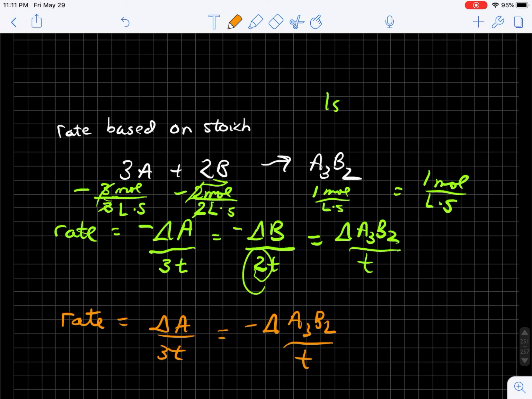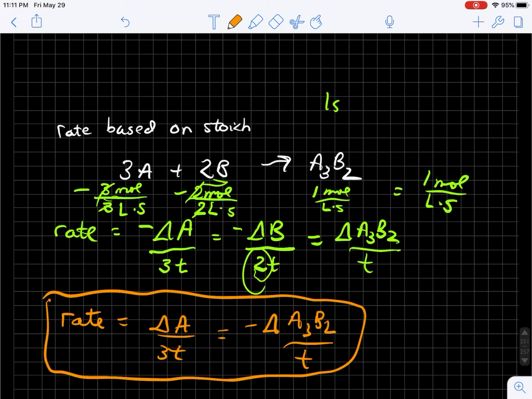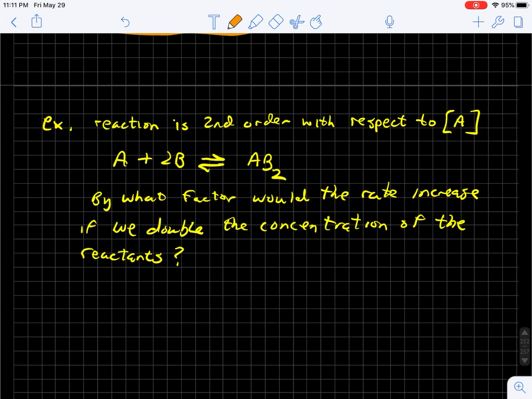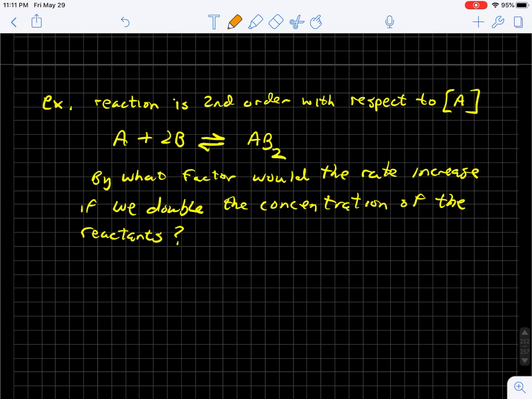So expect some multiple choice questions on that sort of topic. And again, they love to fool you with this last one because people think it's not true, but it is true. The negative doesn't have to go in front of the thing that is disappearing. All right. Second, they give you a general question like this. Let's say we have a reaction and they give you the balanced equation. A plus 2B produces A B2, if there was such a thing. The reaction is second order with respect to the concentration of A. By what factor would the rate increase if we double the concentration of the reactants?